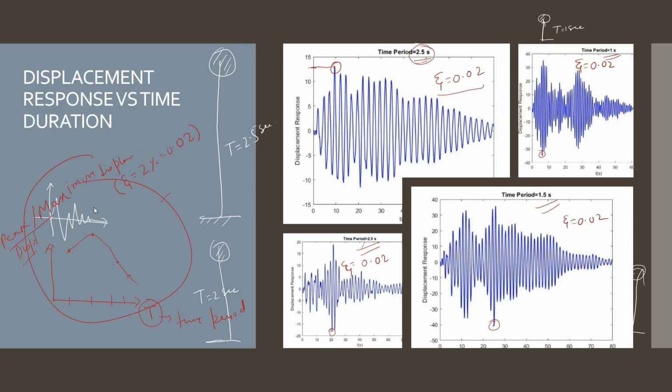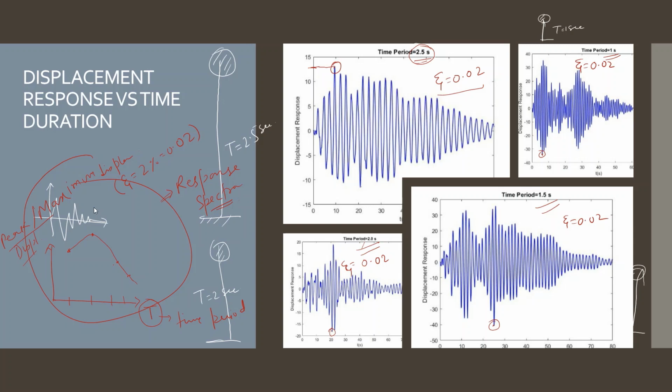So we have plotted the response spectra. We can now define the response spectra: it is the maximum or peak displacement with time period at a constant damping ratio. So it is a plot of a peak response with respect to time period for a constant damping ratio. For a constant damping ratio, xi equals 2%, and the time period is varying.